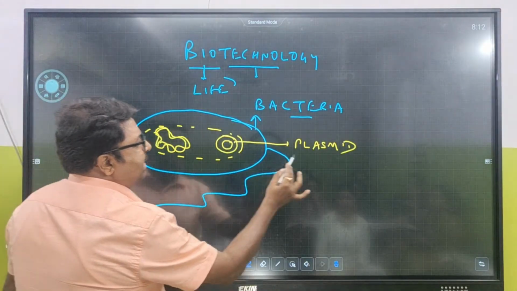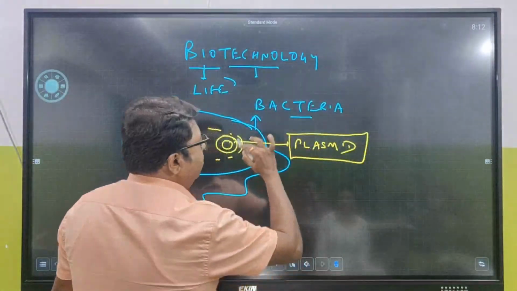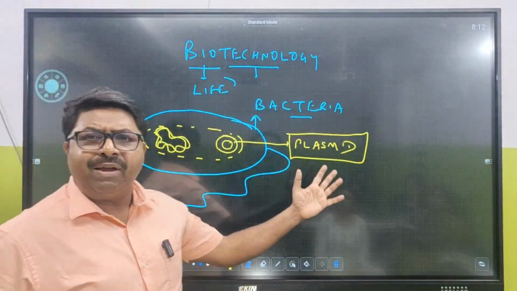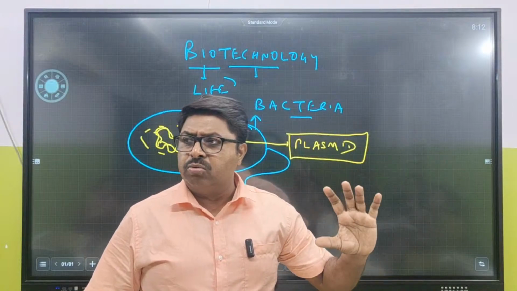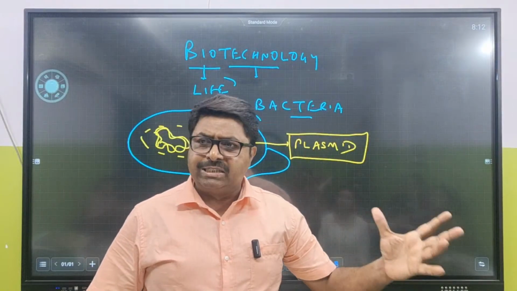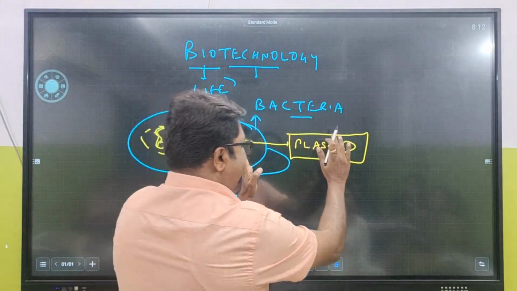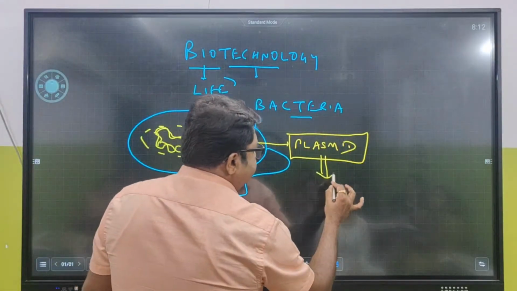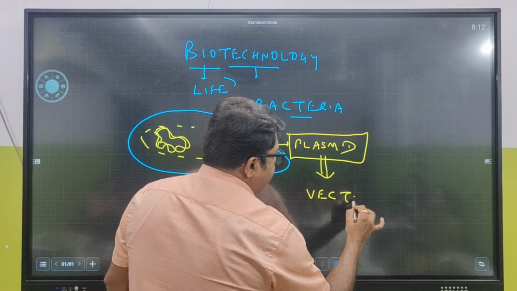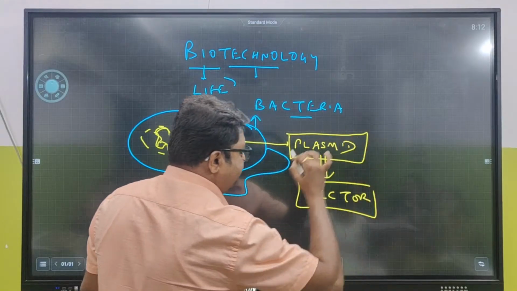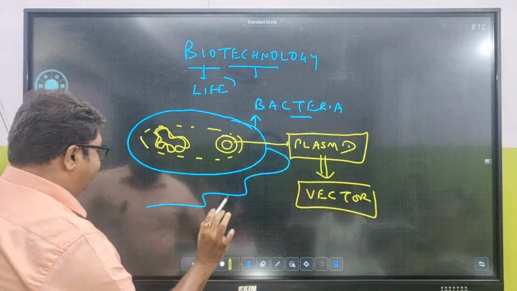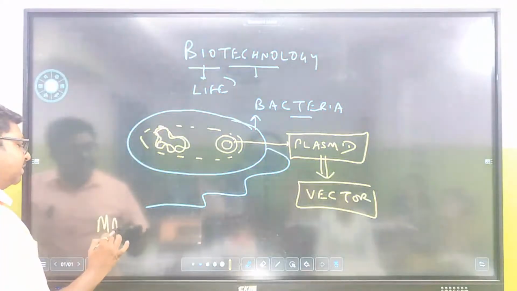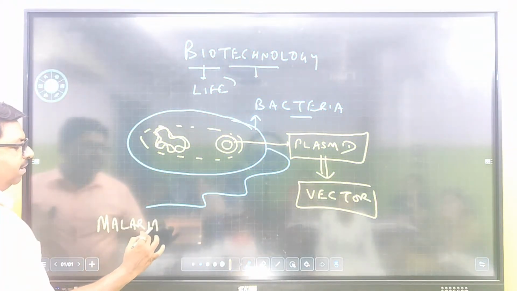Fine. Now this plasmid, we can take out from the bacterial cell. We have talked about the process of how we can take out the plasmid from the bacterial cell. The moment we take out this plasmid, we can use it as a vector. Now what is called a vector? For the disease called malaria, what is the vector?